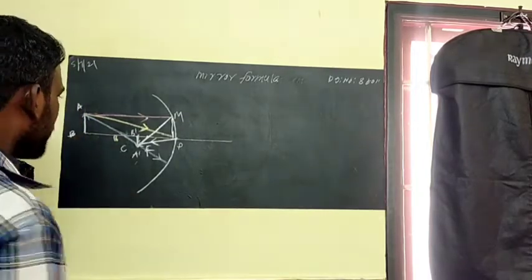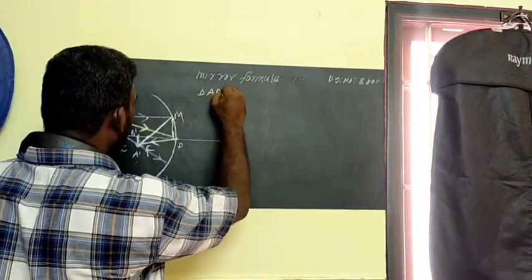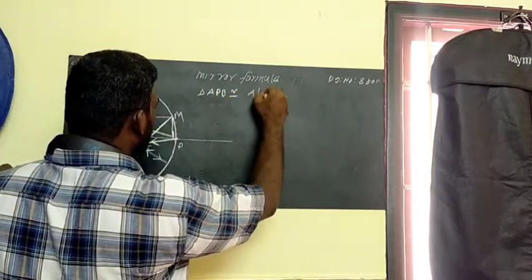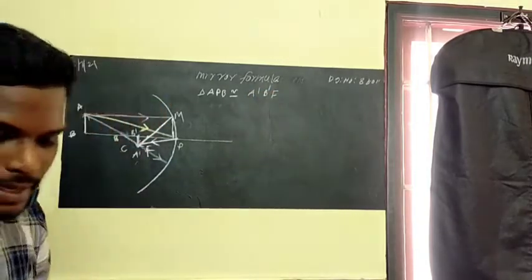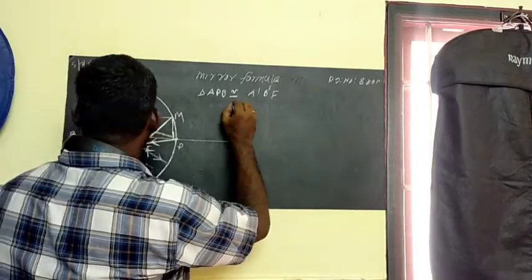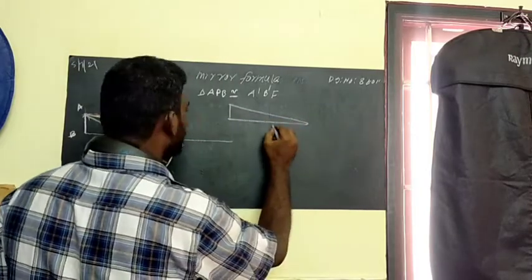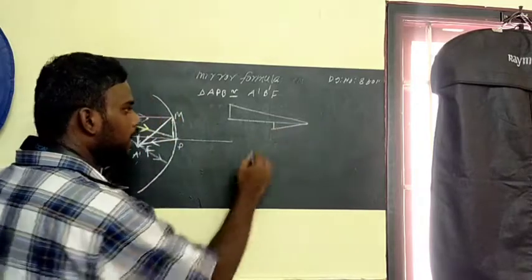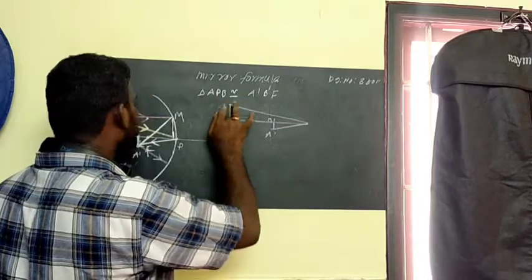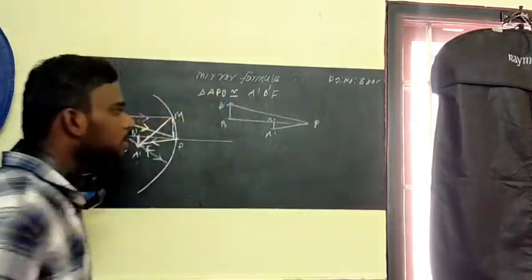So here you can see that triangle A P B is similar to triangle A dash B dash F. Where is the diagram telling? You can see this picture. Here I can draw it clearly. Is that clear? This is A dash, this is B dash. This is A, this is B, sorry. This is A and this is B. And this will be the pole.